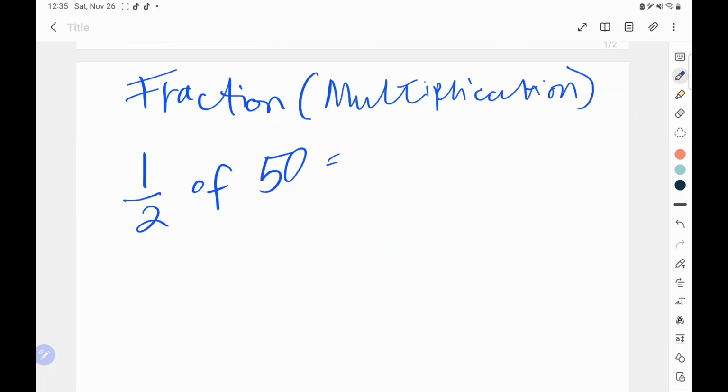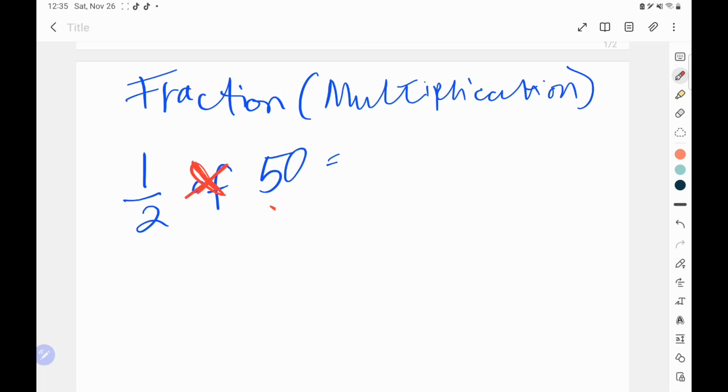Okay, let's go to this one here. 1/2 of 50 is equal to what? Now, what does the word "of" mean here? Of means times, all right? When you see the word 1/2 of something, or 1/3 of something, or 1/4 of something, the "of" here means times. That means 1/2 times 50.